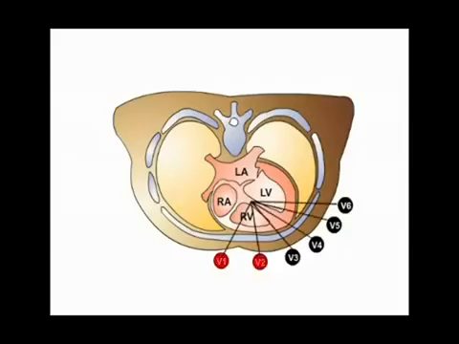Therefore, V1 and V2 face the anterior surface of the right ventricle. V3 and V4 look at the anterior surface of the left ventricle, while V5 and V6 look at the lateral surface of the left ventricle.